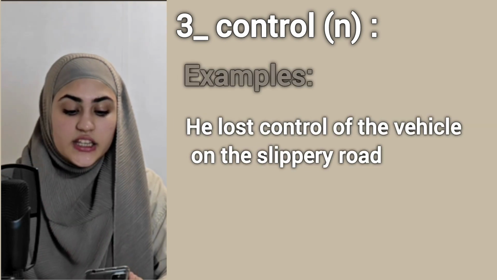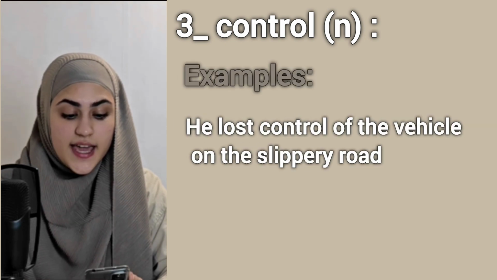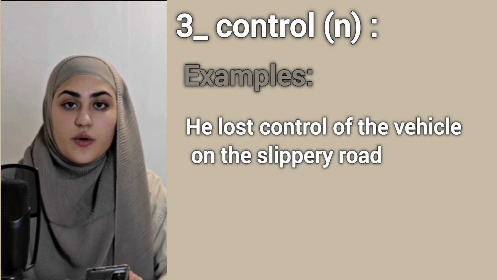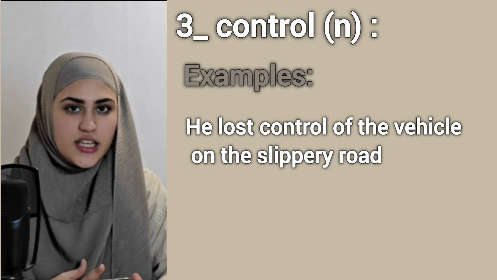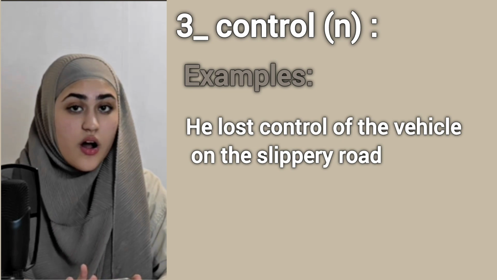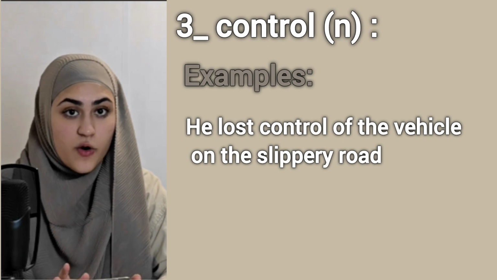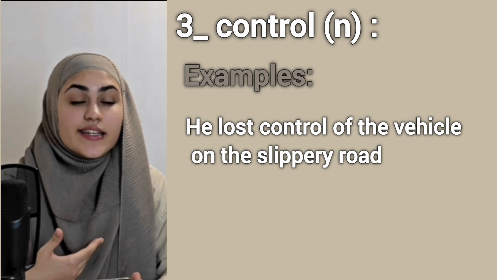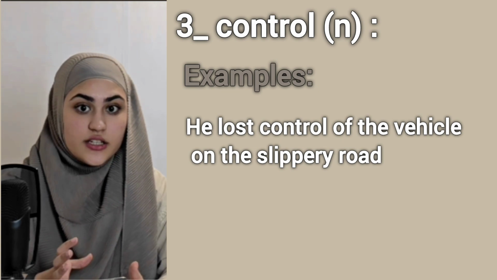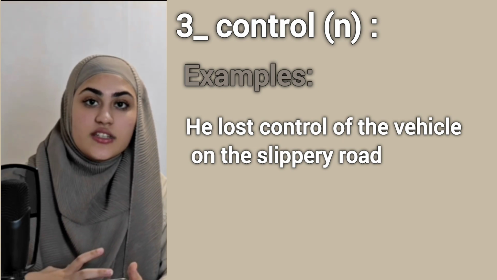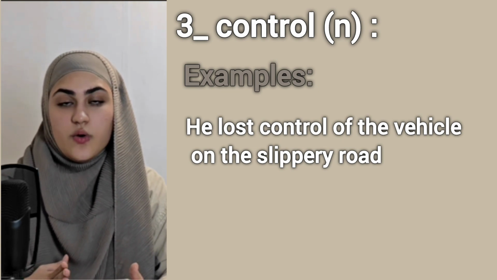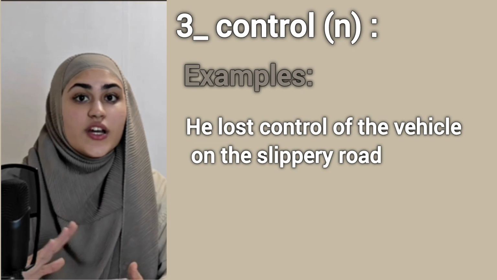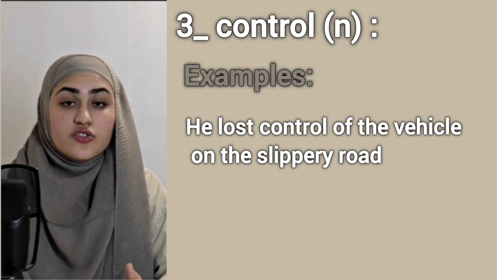For example, he lost control of the vehicle on the slippery road. Okay, he lost control of the vehicle. He means that he didn't have power over the car anymore. He couldn't control it. He couldn't have that power and influence on it so that he could change it into something right. So when he lost control of it, everything went wrong and he couldn't manage that. He couldn't control that anymore.